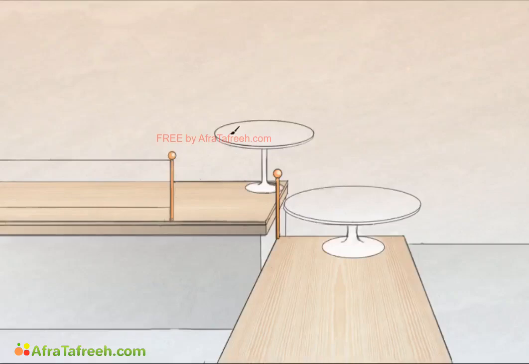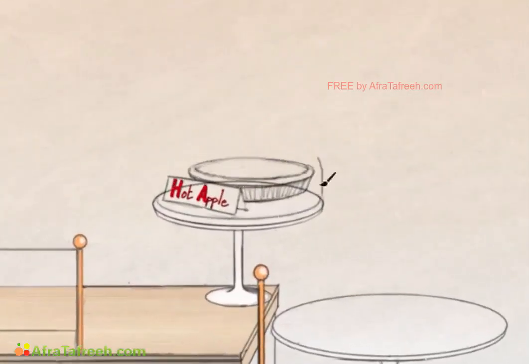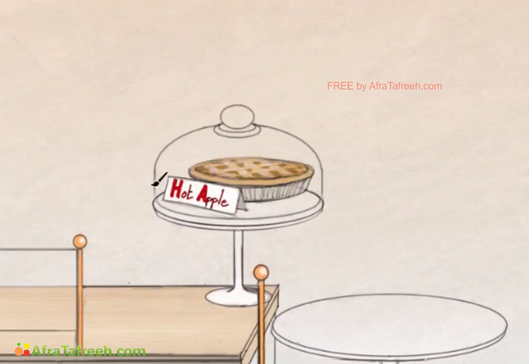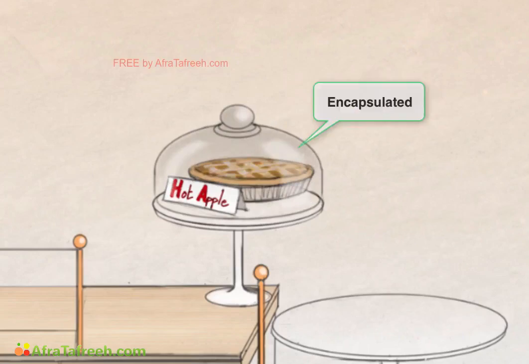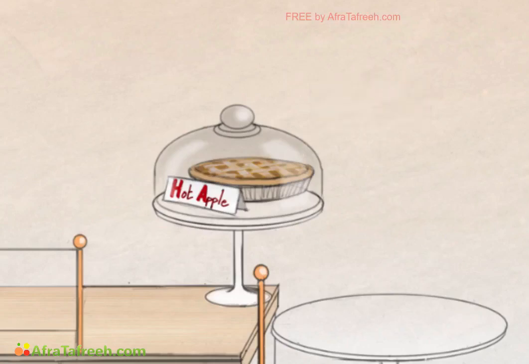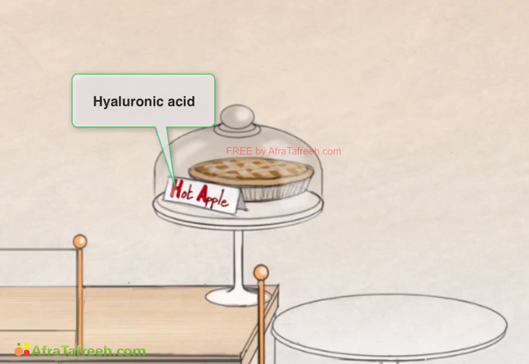The Pyogenes specialize in making pies, so let's start by drawing a pie. And we'll cover it in a nice glass capsule that bakers would use when it's on display. This glass capsule looking dome is going to represent that Group A strep is encapsulated. You'll notice we specified that this is hot apple pie. The H and A in hot and apple actually stand for hyaluronic acid. Strep pyogenes capsule is made out of hyaluronic acid.